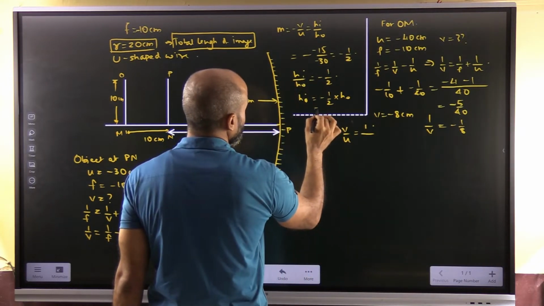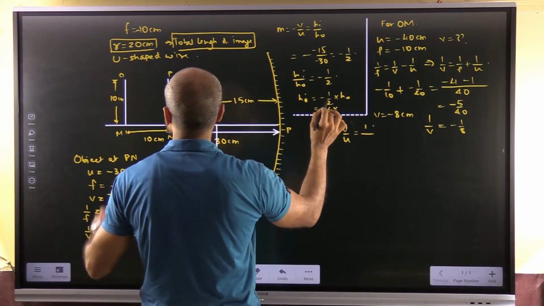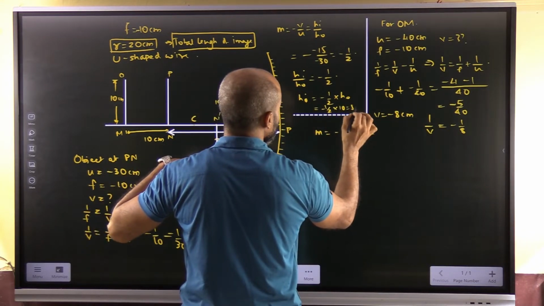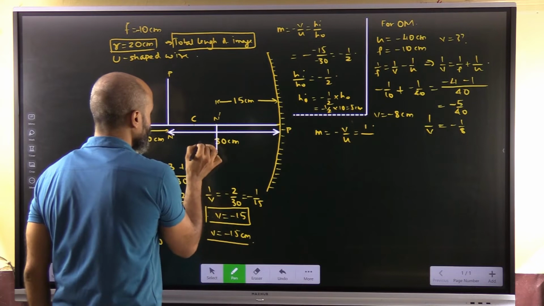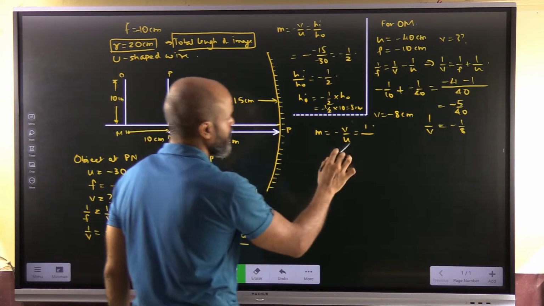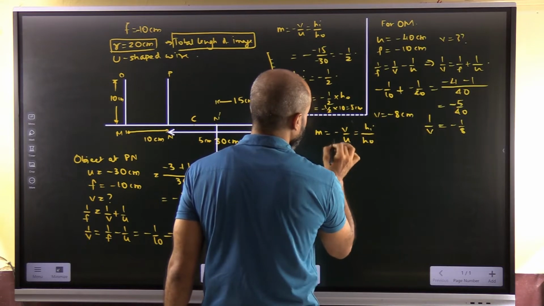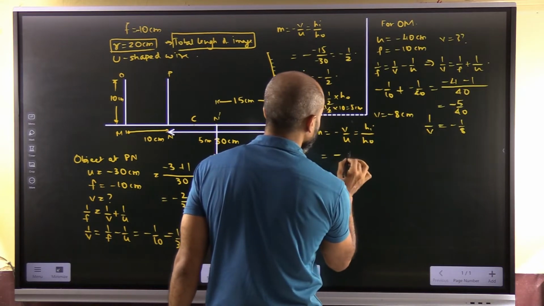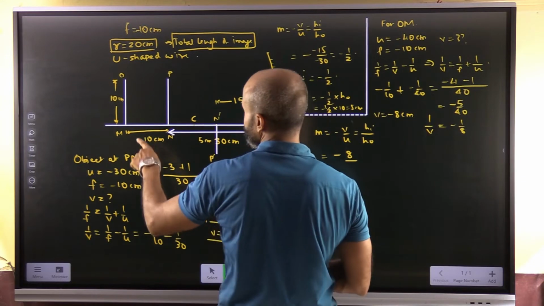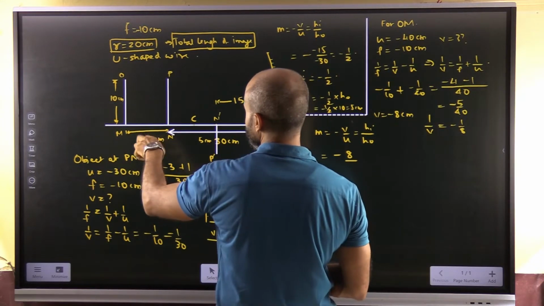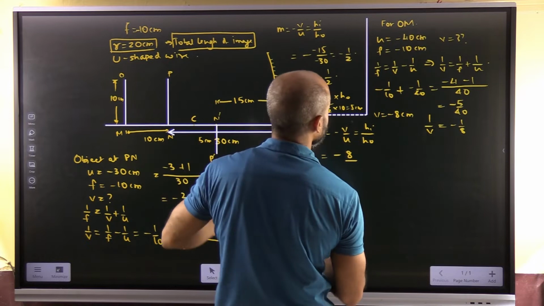So here it will be minus half into height of object, which is 10. So that will be 5 centimeter. Okay. Now minus v by u, that is height of image upon height of object. So minus v will be minus 8 upon u. U is how much? Obviously 10 plus 30, that is 40.